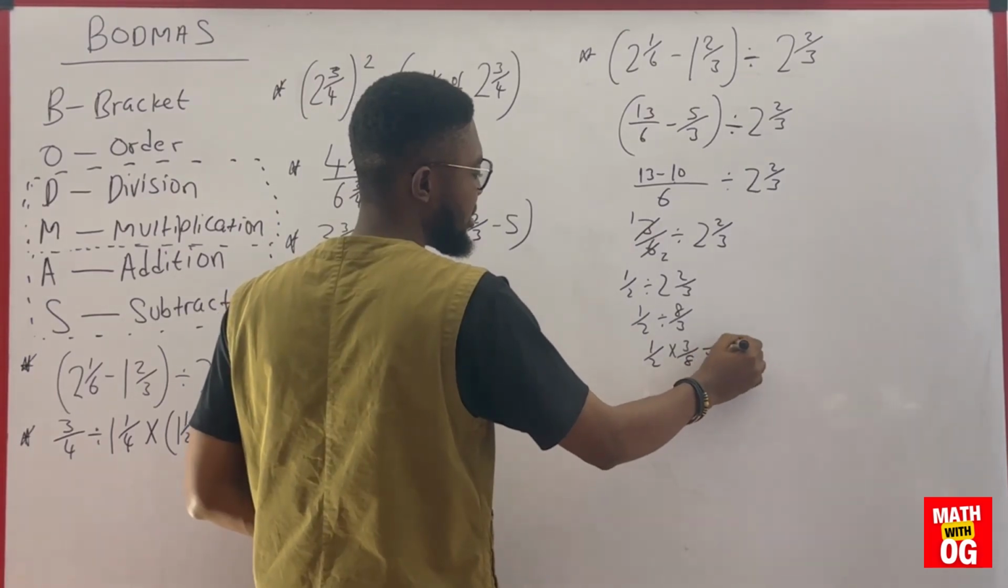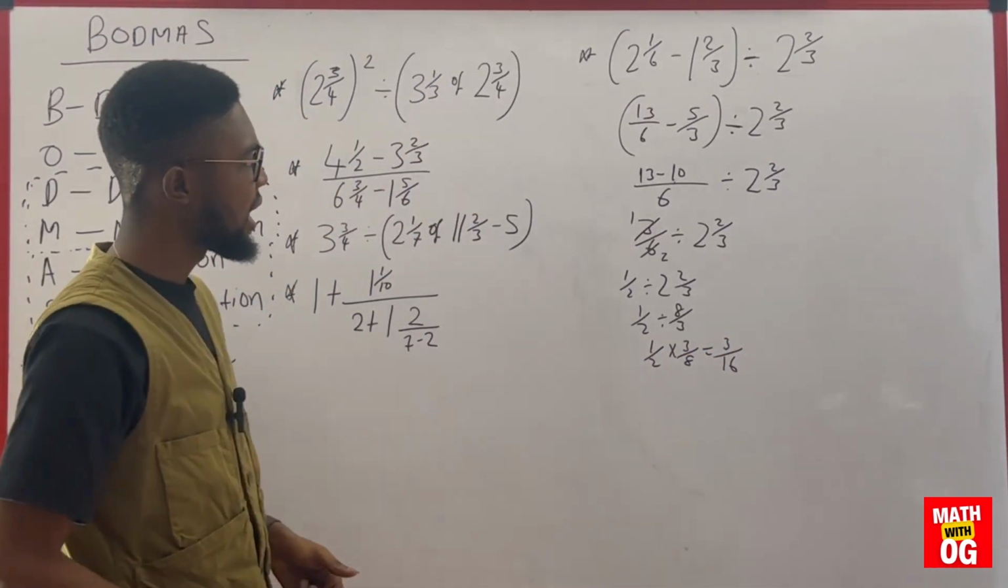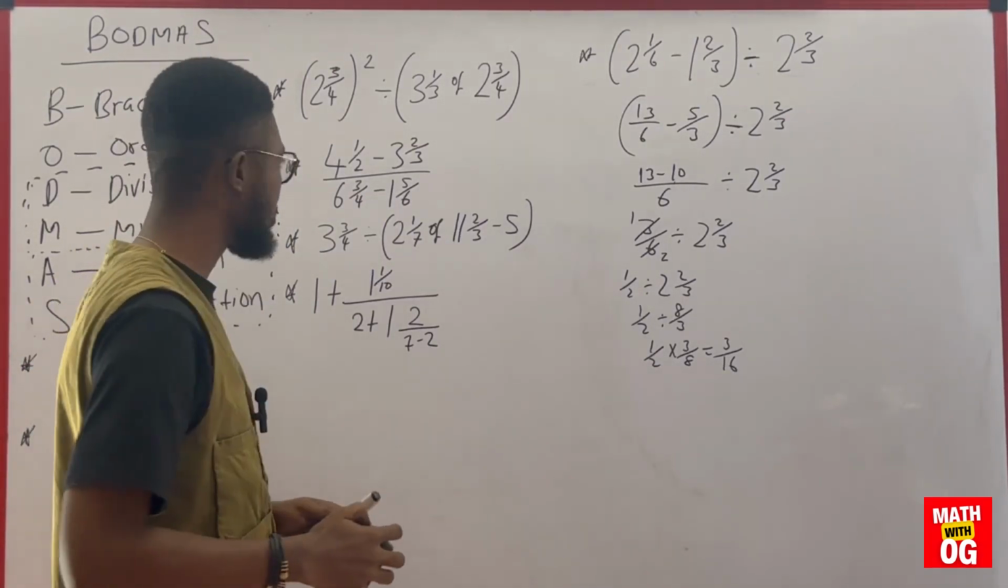So 1 times 3 is 3, 2 times 8 is simply 16. So my answer is 3 over 16. So that's that for the first question.